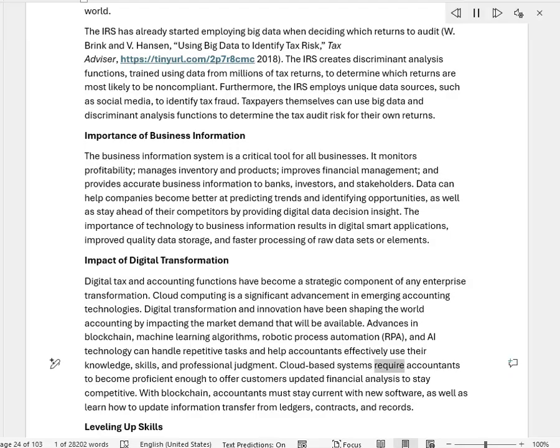Cloud-based systems require accountants to become proficient enough to offer customers updated financial analysis to stay competitive. With blockchain, accountants must stay current with new software, as well as learn how to update information transfer from ledgers, contracts, and records.